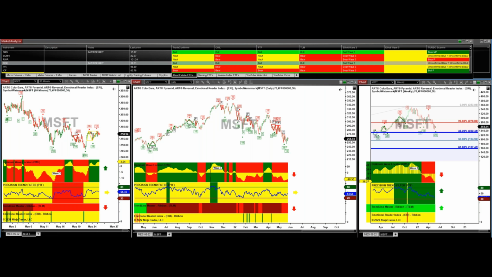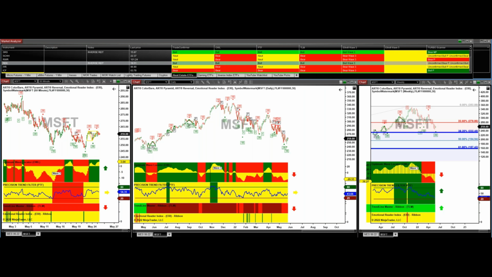I got somebody here using TradeStation 9.5 still. 9.5 was not a bad platform for TradeStation. A lot of people still use that. Of course, they've come out with 10 now. All right, so that's available as well.